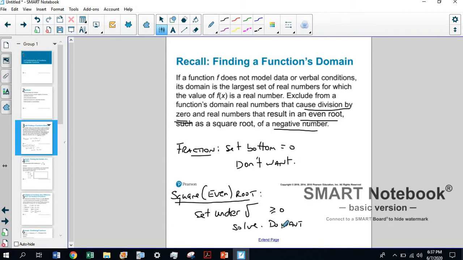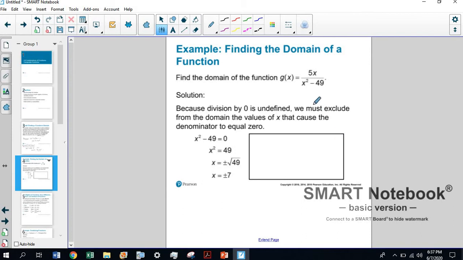Okay, so let's do an example here. If you've got the function g of x equals 5x over x squared minus 49, you do not want x squared minus 49 to be 0. So you set it equal to 0, take the 49 on the other side, square root both sides, plus or minus, and you get plus or minus 7. So remember, this is a fraction. This is what you don't want. I don't want plus or minus 7. So how do I write that?